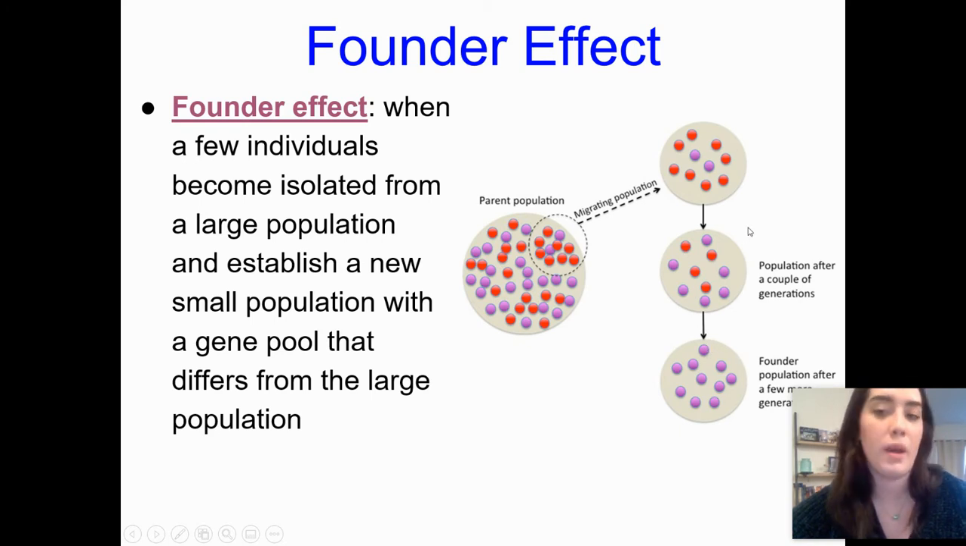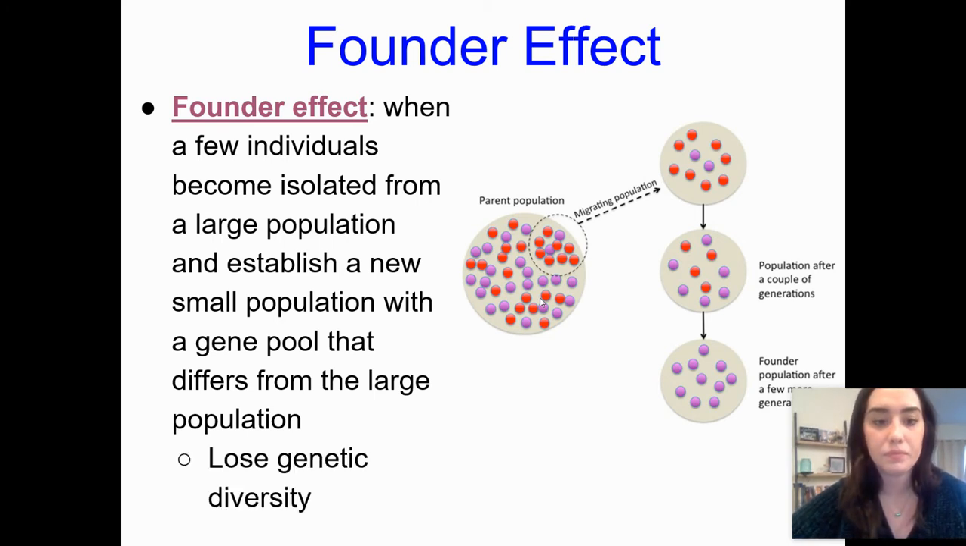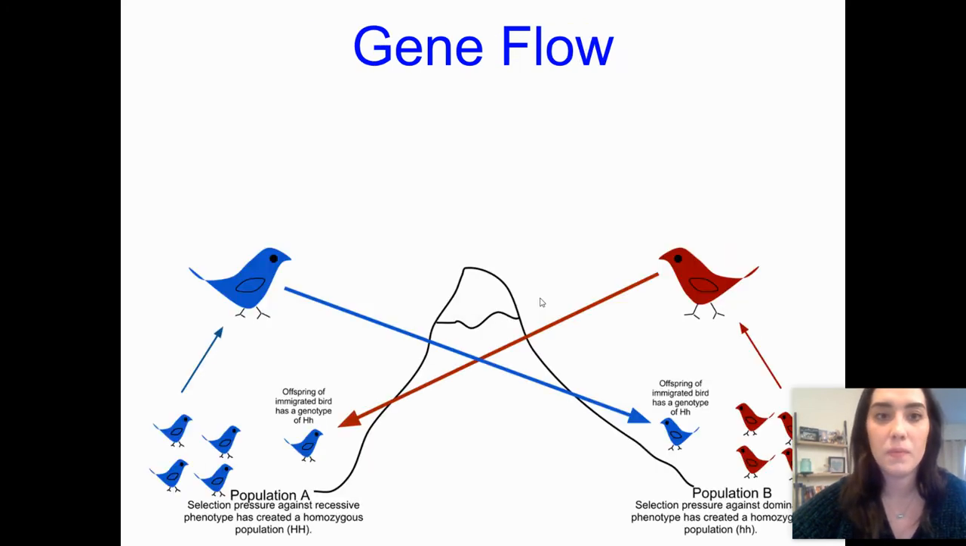So this is literally just by chance that the purple would mate and make more purple, and then those purples would mate and make a population that has completely purple alleles with none of the red alleles from the parent population. Okay. And this is a loss of genetic diversity, which can be detrimental, but it kind of depends.